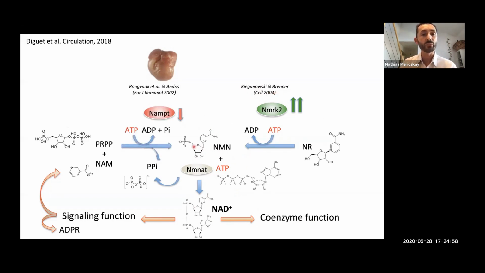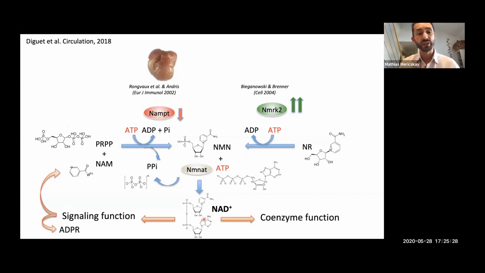There was also a downregulation of this other pathway for NAD synthesis, which I alluded to before, NAMPT, which had been discovered just a few years before, and which is a very important enzyme able to use NAM to regenerate NMN and then NAD. So one could wonder what is the difference, for the cells, between generating NMN by NMRK2 or NAMPT, because the end result is NAD anyway.